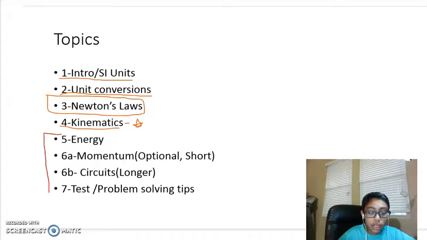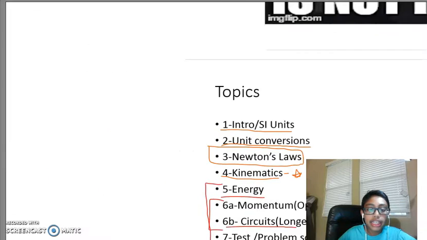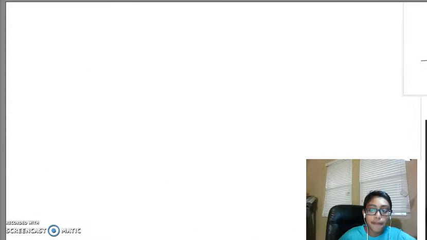These will be shorter, but these are the more difficult ones, especially circuits and energy. Momentum is a shorter topic that we'll be talking about, maybe only for 5 or 10 minutes, not even a full episode, and I'm planning on joining these two together. Finally, at the end of the year, I'll be teaching you all test and problem-solving tips solely for physics. So, let's get into what we're talking about today.